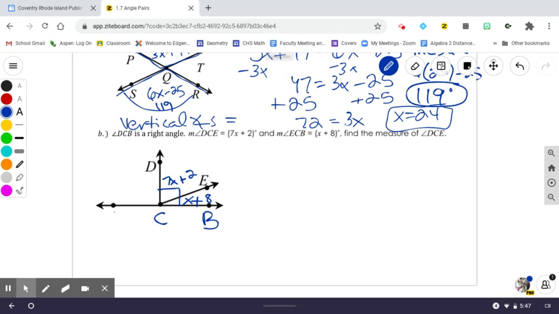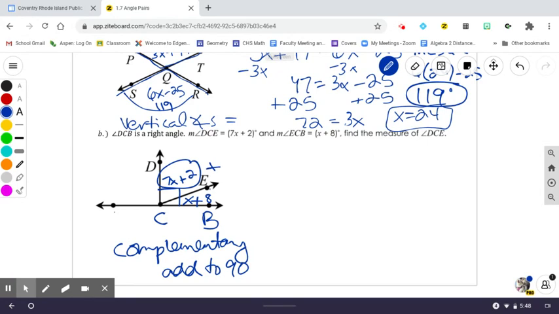So first we have to find x again. We have to think about what kind of angles they are. Notice that these two angles together make this 90-degree angle, so these are complementary angles, which means they add to 90. So what we're going to do is set up an equation. This plus this equals 90. So we're going to have 7x plus 2 plus x plus 8 equals 90.